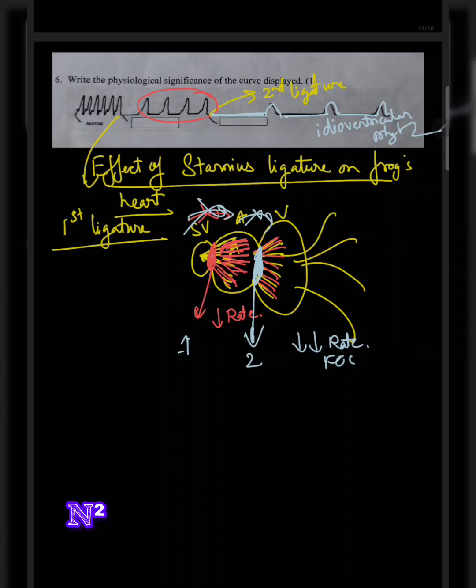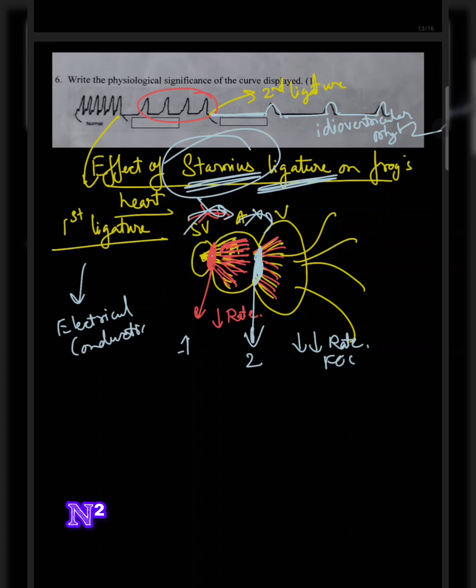Now the name Stannius ligature, it's the tying of a ligature, tying a knot with a thread. Stannius is the name of the scientist or researcher who invented this experiment. This experiment shows us the effect on the electrical conduction pathway, how the electric conduction happens.